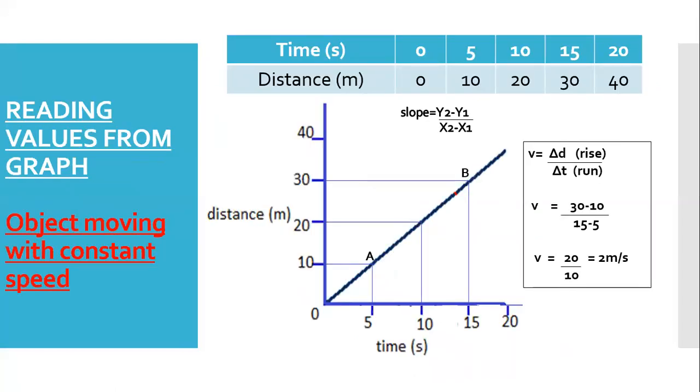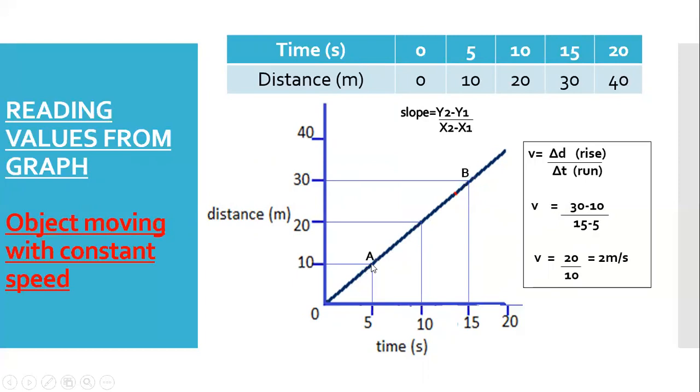So when an object is moving with a constant speed, you already know what constant speed means: an object is covering equal distance in equal intervals of time. So the gradient over here gives the speed of the object, and if you want to find the speed of the object at any point on this slope or gradient, it's going to be the same.